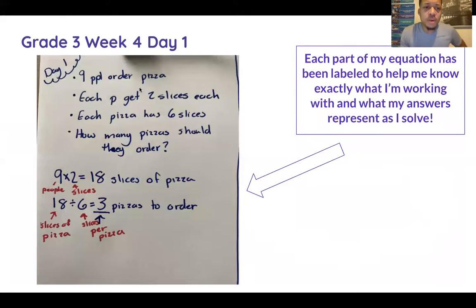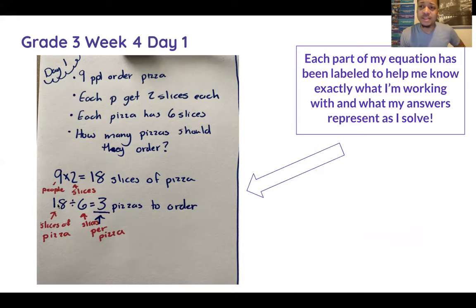As you can see, Mr. Carwell jotted down 9 orders of pizza. Each person gets 2 slices. Each pizza has 6 slices. How many pizzas should they order is the question. And in order for my thinking to match the notes that I captured, I worked here. So I put down in my equation 9 times 2 equals 18 slices of pizza. But that 9 I labeled, it represents the number of people. And the 2 I labeled represents the number of slices each person gets.